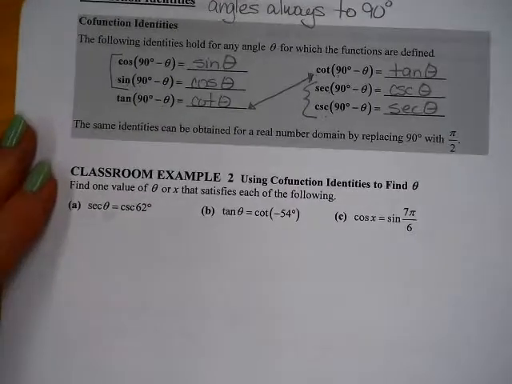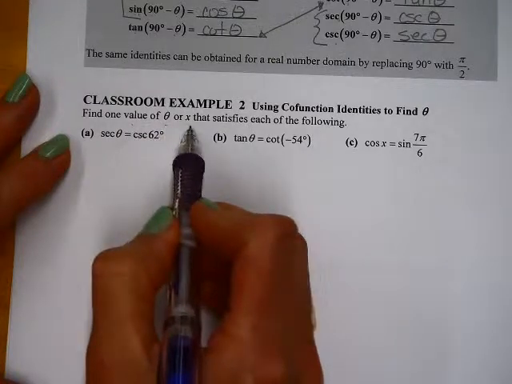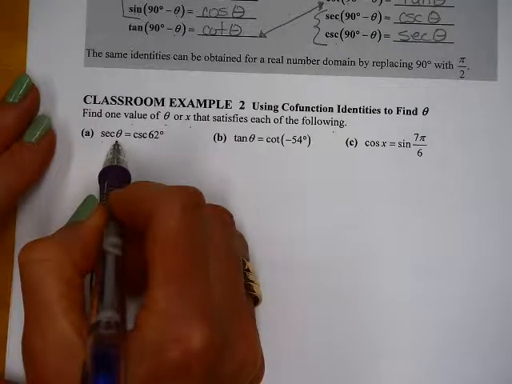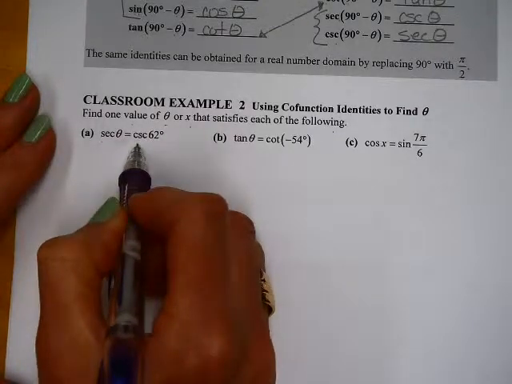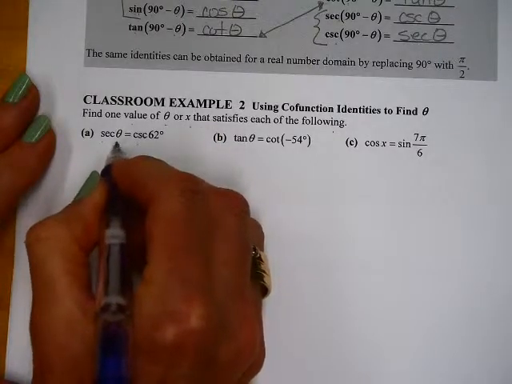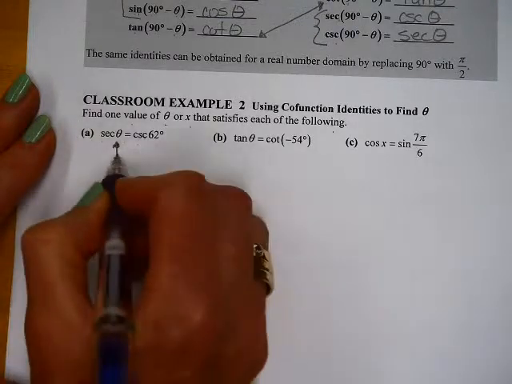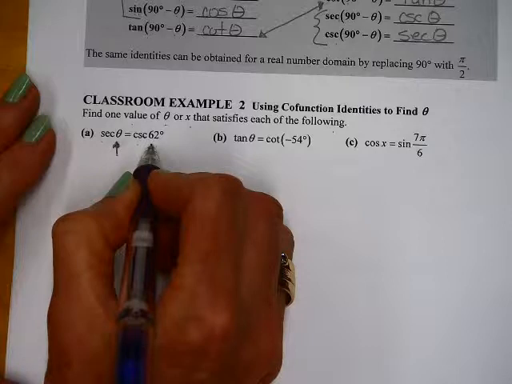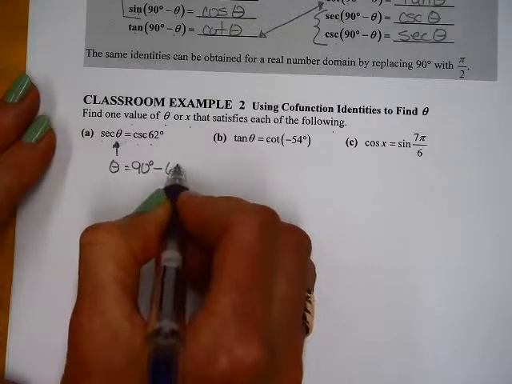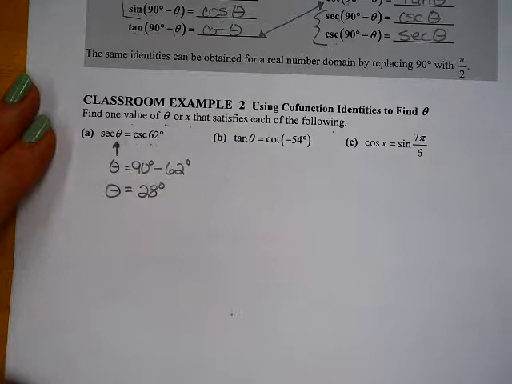Okay? Now, for these problems, find one value of theta or x that satisfies the following. The secant of theta is the same thing as the cosecant of 62 degrees. They want to know what theta can be. Well, remember, those two angles have to add to 90. So theta is going to be whatever 90 minus 62 is, which would be 28 degrees. So theta is 28 degrees.